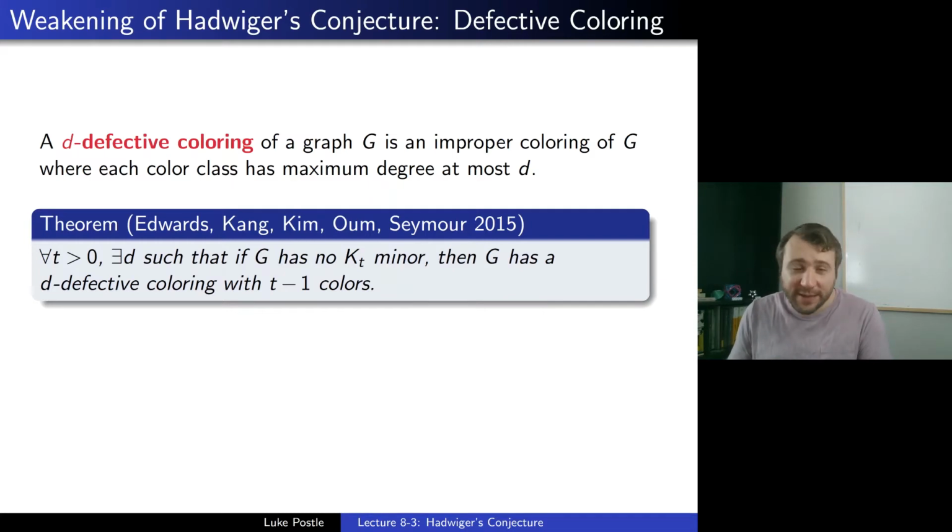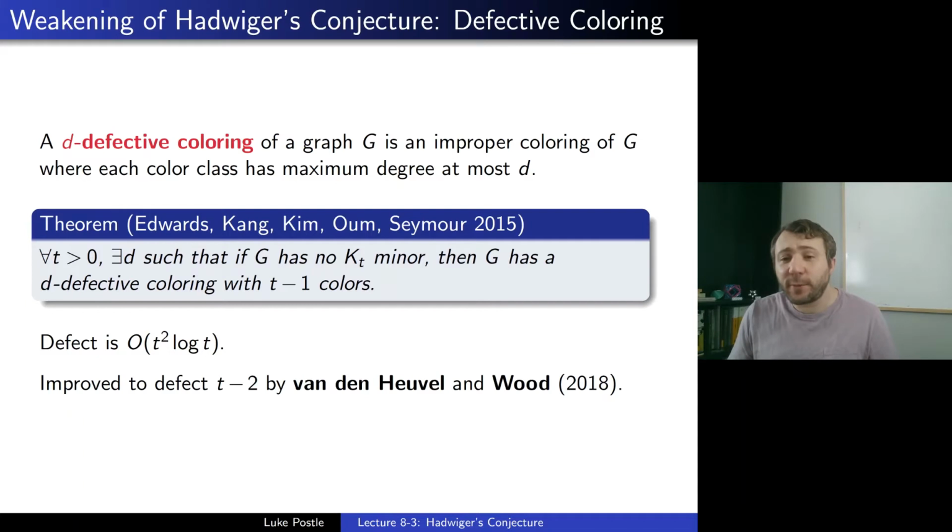But in spirit, that's another evidence that Hadwiger's is true if we relax the notion of the color class. I should mention that their defect is not really that bad. It's on the order of something like t squared log t, and Van den Heuvel and Wood in just 2018 improved it to the best possible defect of t minus 2 with the same t minus 1 colors. So very nice results there.